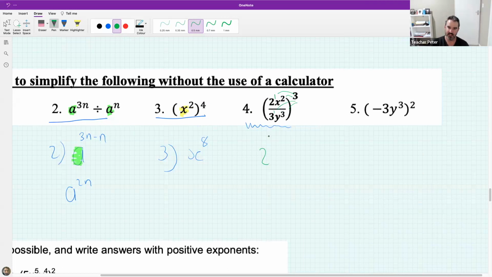And so then I'm going to get 3 times 1 is 3. This is going to become x to the, so 2 times 3, x to the 6. This is going to become 3 to the 3, because there's a 1 there, and this is going to become y to the 9. So if I look at that, give me a thumbs up if you follow me on that.